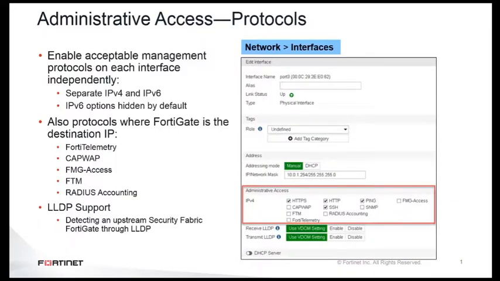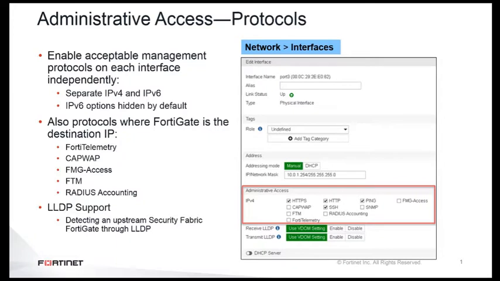You've defined the management subnet, that is, the trusted hosts, for each administrator account. How do you enable or disable management protocols? This is specific to each interface. For example, if your administrators connect to FortiGate from only port 3, then you should disable administrative access on all other ports. This prevents brute force attempts and also insecure access.